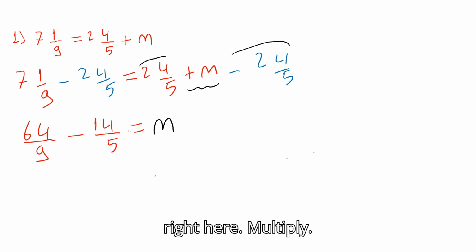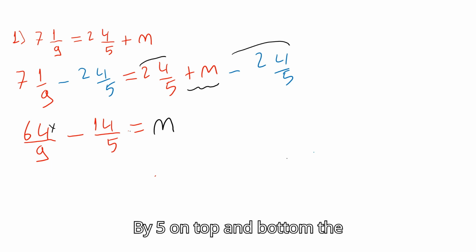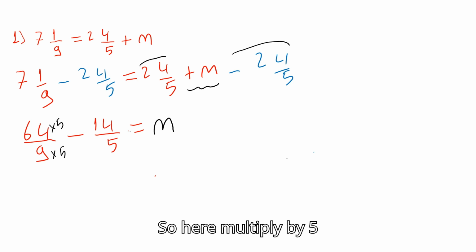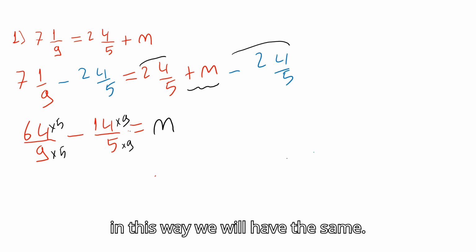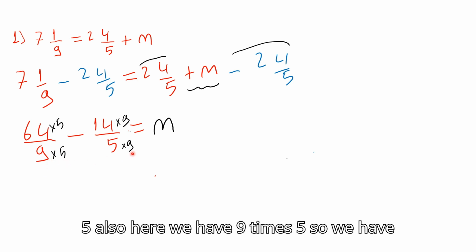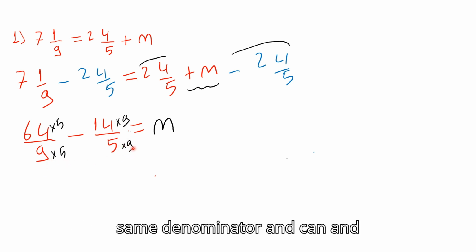So we write here, multiply by 9 in top and bottom, the numerator and the denominator. In this way, we will have the same denominator, because here we have 9 times 5, and also here we have 9 times 5. So we have the same denominator and can subtract the fractions.